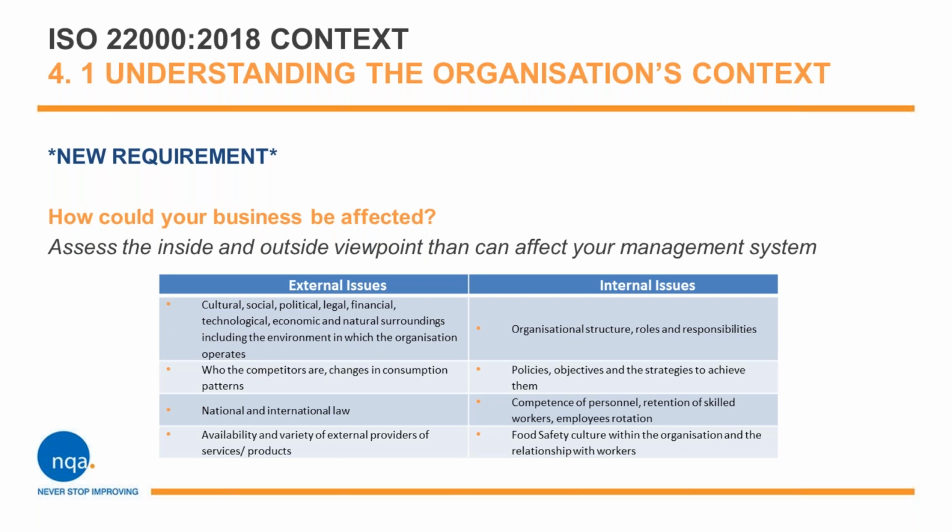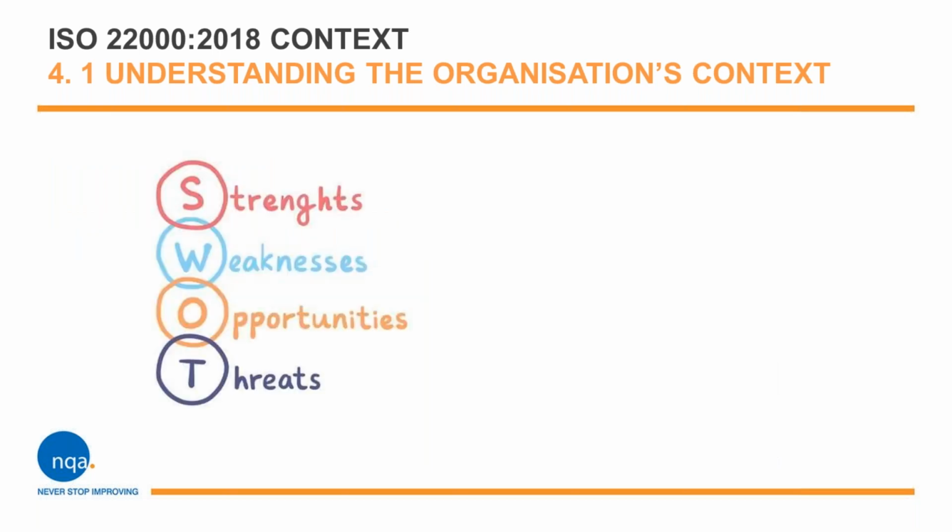As you can see here, there are some examples. Obviously, you will need to use different kinds of methodologies to get the external and internal issues that may impact your management system to get the goals. For example, you can use the SWOT analysis. Through the analysis of the strengths and weaknesses, you can get the internal issues of your organization. And by analyzing the opportunities and threats, you will get the external issues that may impact your management system.